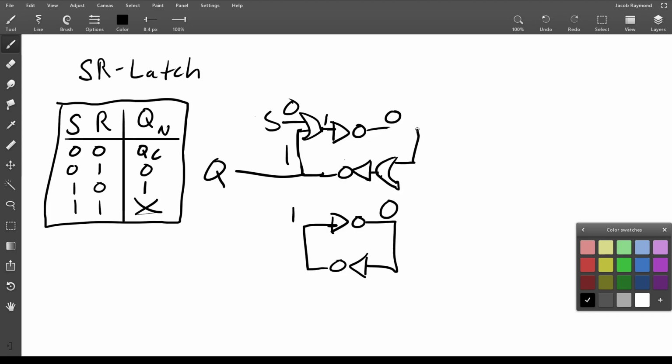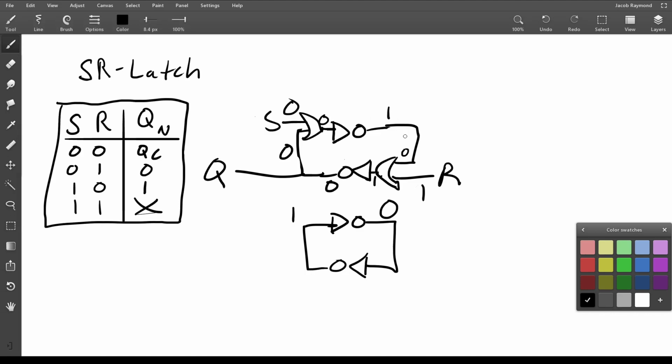And you get the same thing. Right? So here we can say this is R. And so now, let's say I want to reset this back to 0. So let's say I set R to 1. Well, 0 or 1 is just 1. Invert that as a 0. So now this side becomes a 0. 0 or 0 is 0. So this is a 0 here.